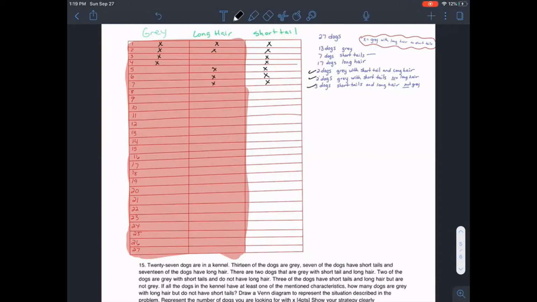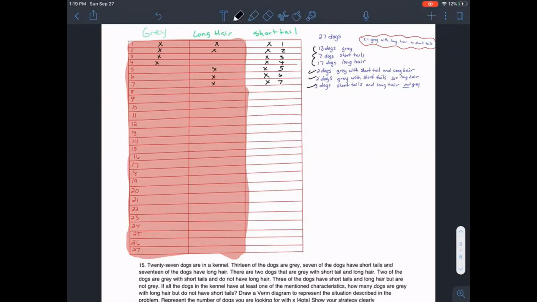So then we need to go back and look at our totals up here. If you look at the short tails, they have a total of 7. So we have 1, 2, 3, 4, 5, 6, and 7. So all of our short tails are accounted for. So there's no dog that has just a short tail.